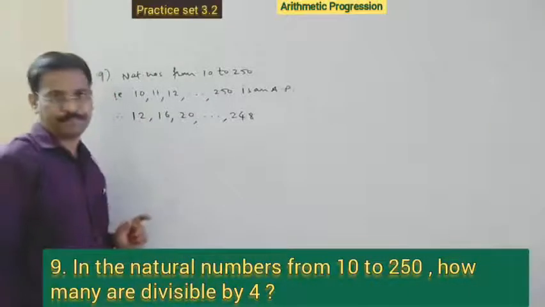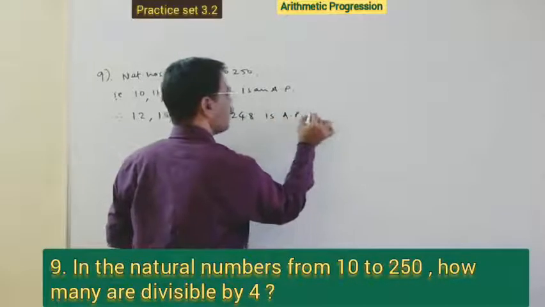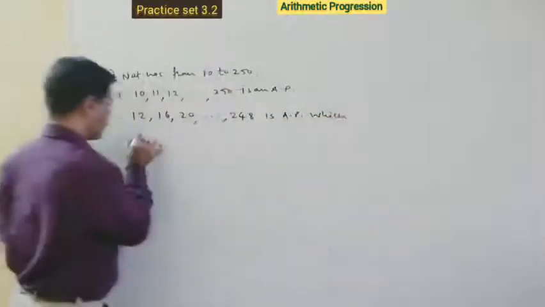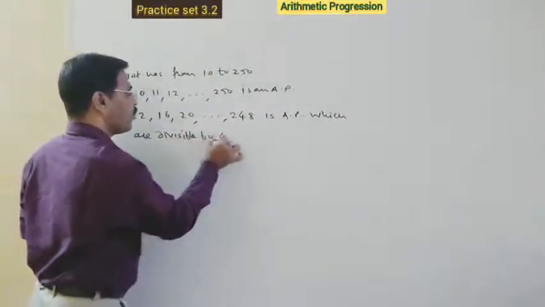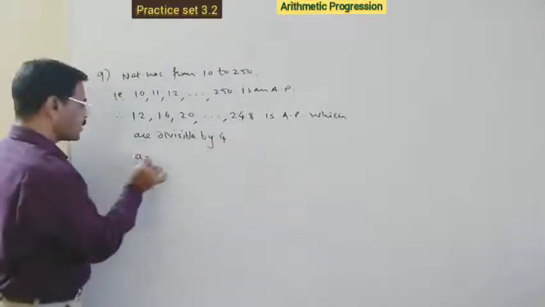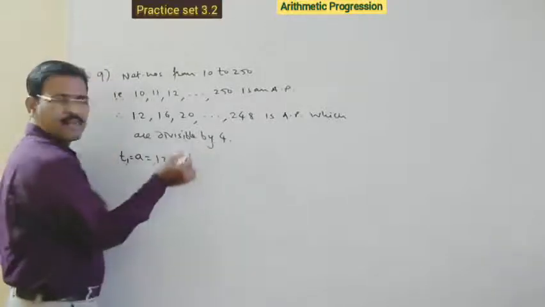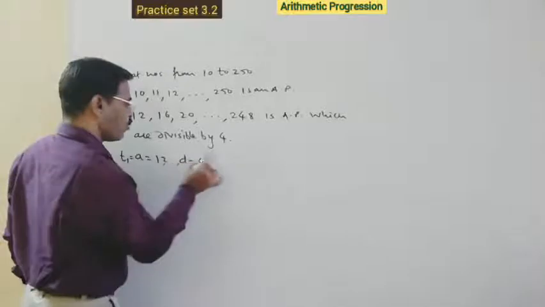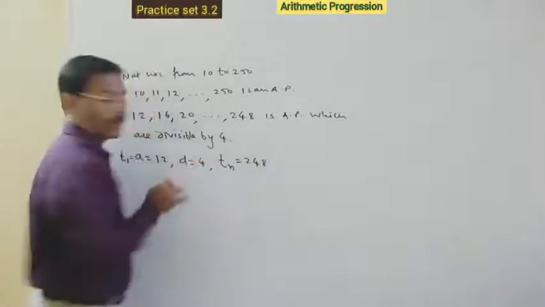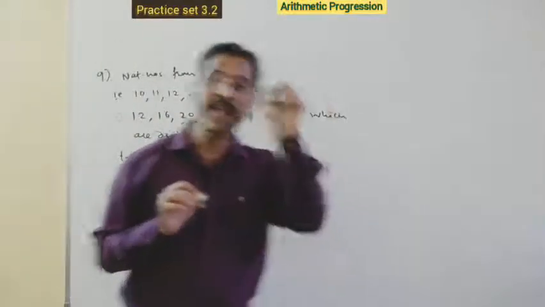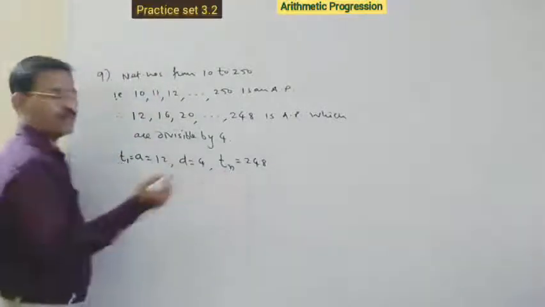That is our AP, okay, the arithmetic progression of numbers which are divisible by 4. Is it okay? Now look here. A is equal to T1, which is 12. D, the common difference, since they are divisible by 4, is only 4, and the last term, that is Tn, which is 248. What do we have to find here? So how many terms are divisible by 4? Means n only we have to find.